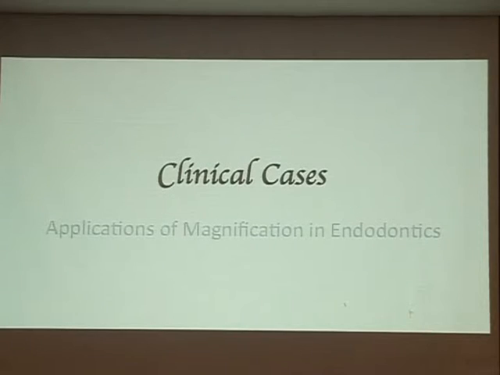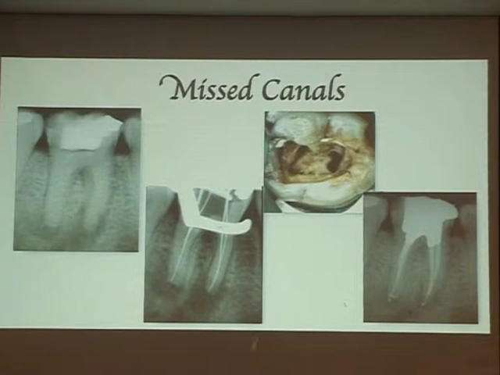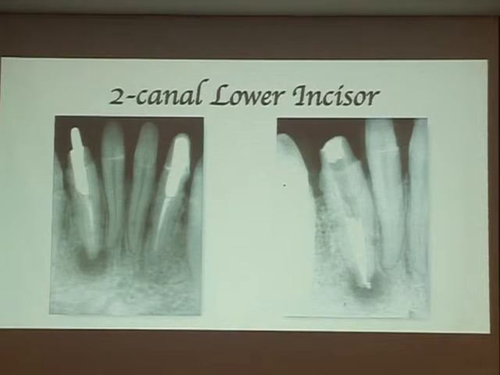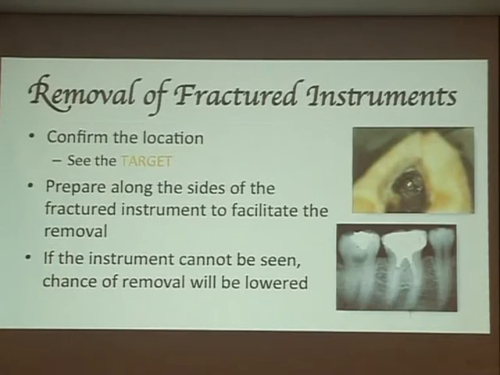Okay. So in some cases, with the magnification, I can find those missed canals. This case was referred to me, and you see the dentist made 2 holes, mesiobuccal canal. But in fact, the mesiobuccal canal is more mesial. So when we open up with magnification, I can find the canals. It's a 2-rooted, 2-canal lower incisor, that's why it failed. So the 2 canals were fine.